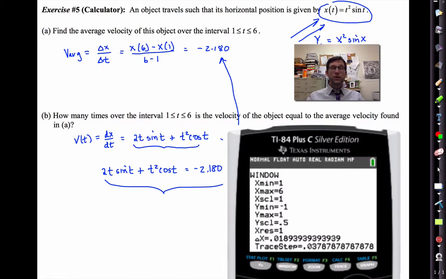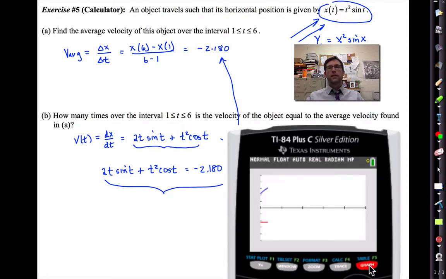Now y min, y max, well, all I really know is that I want to be able to see a y value of negative 2.180. So I'm thinking y min is negative 5 and y max is 5. And now hit graph. By the way, if you're not getting a graph that looks like mine, it very well could be that you've entered the equation wrong, or it could be that you're in degree mode instead of radian mode. Remember, anytime we're working calculus, we have to be in radian mode, or the derivative of sine is not cosine.